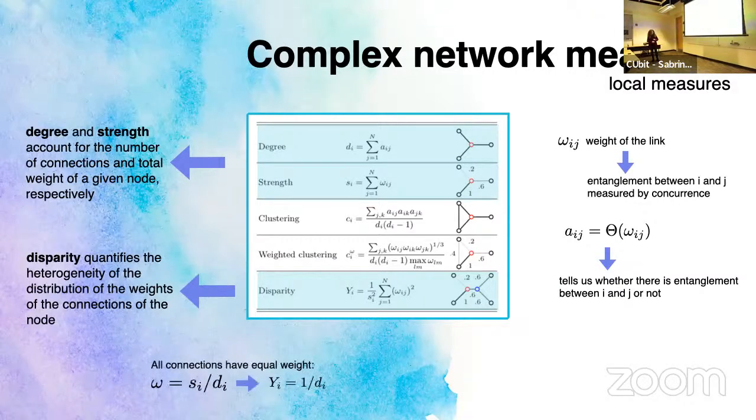Now, for example, for disparity, if all the connections have equal weight, like in this case, then the value of the disparity is just equal to 1 over the degree of the node. While on the opposite, if one connection dominates, the disparity is 1. So when I look at the disparity, if it is 1, that is the maximum level, it means that I have a situation in which, like here, this connection dominates with respect to the other one. So when disparity is high, it shows that there is something unbalanced in the links.